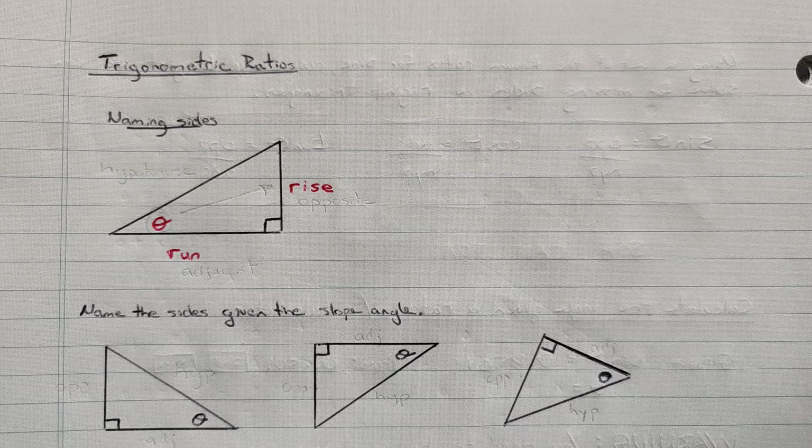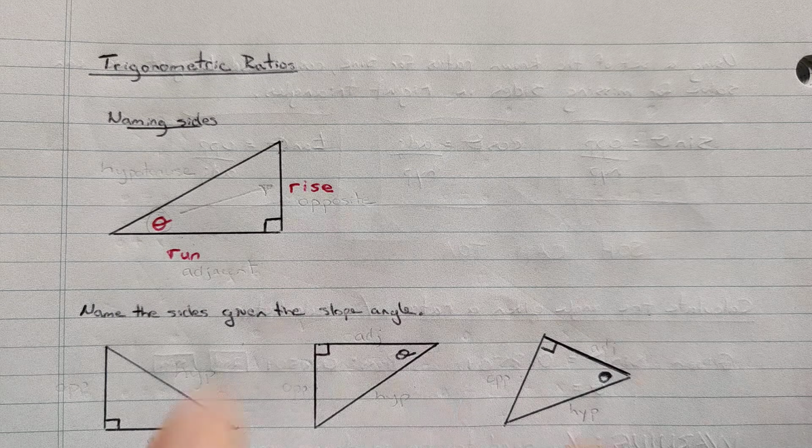But first, some naming. So we need to be able to name the sides of our triangles. This is one of the main reasons why students struggle when they get to trigonometry, is that they don't take care in naming the sides of the triangle. If you mislabel the sides, then you will not pick the right ratios and get incorrect answers.